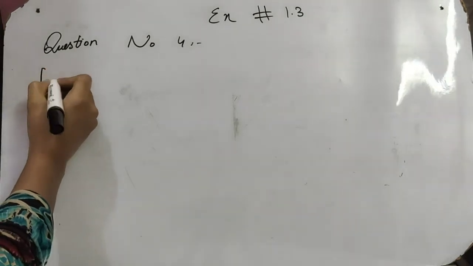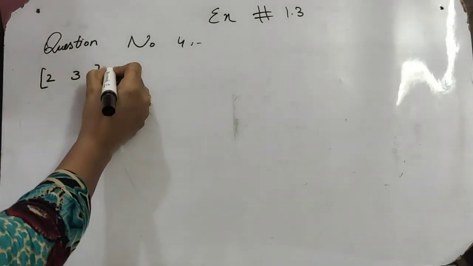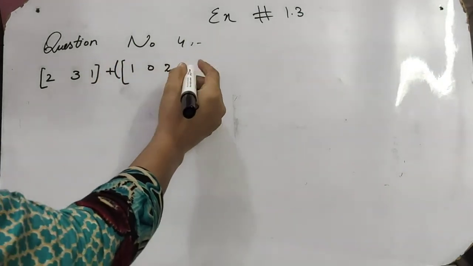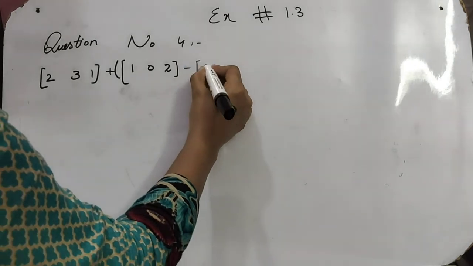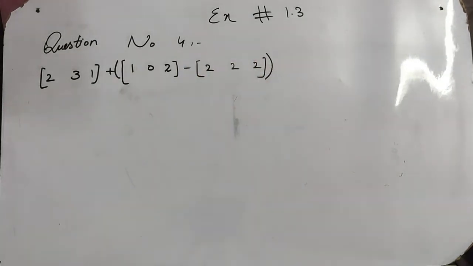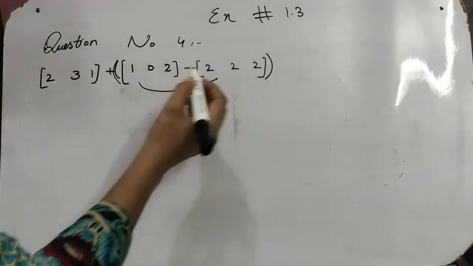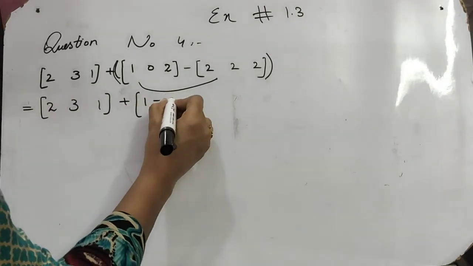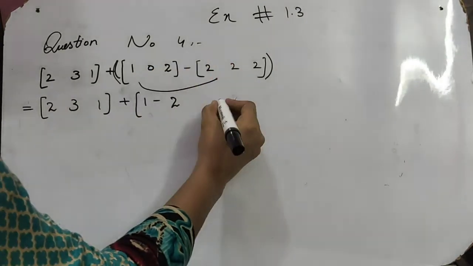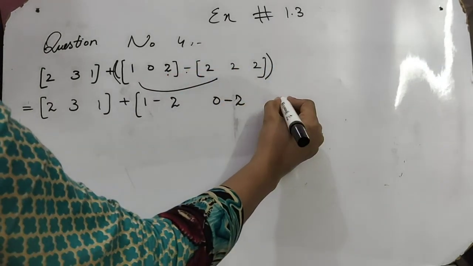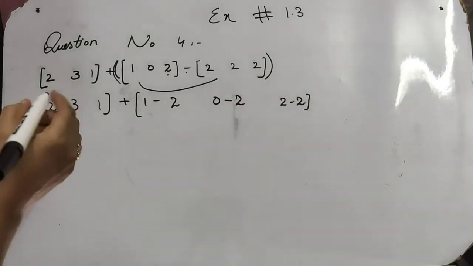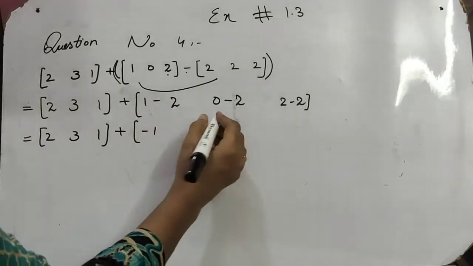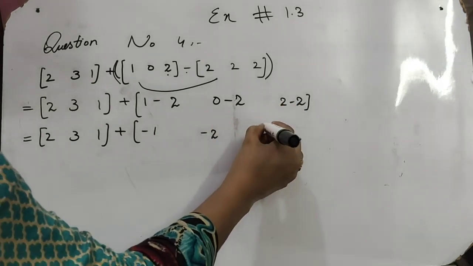The third part is 2, 3 and 1 plus 1, 0 and 2 minus 2, 2 and 2. So we first solve this bracket, and we will write this matrix as it is. 1 minus 2, we solve this. So 0 minus 2, 2 minus minus 2, 2 minus 2. So 2, 3 and 1 plus 1 minus 2 is minus 1, 0 minus 2 is minus 2 and 2 minus 2 is 0.